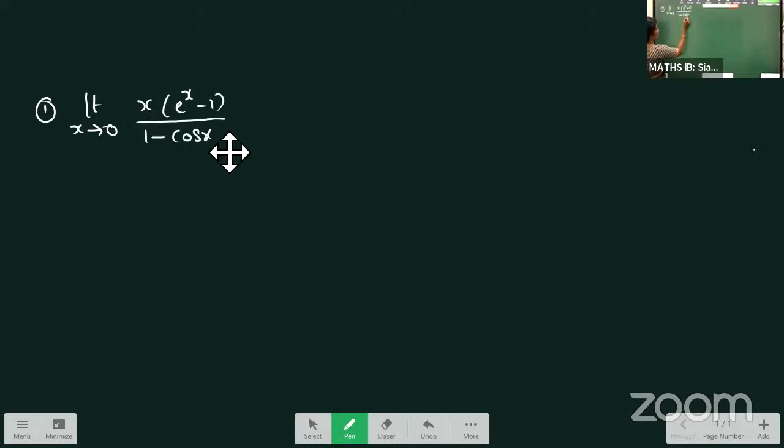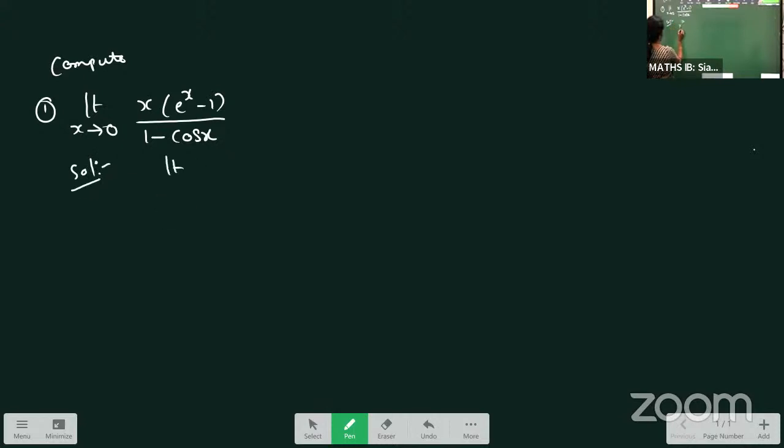The question is: limit x tends to 0, x into e to the power x minus 1 by 1 minus cos x. Compute. This is the question. How to simplify this? So directly you can go for the solution.